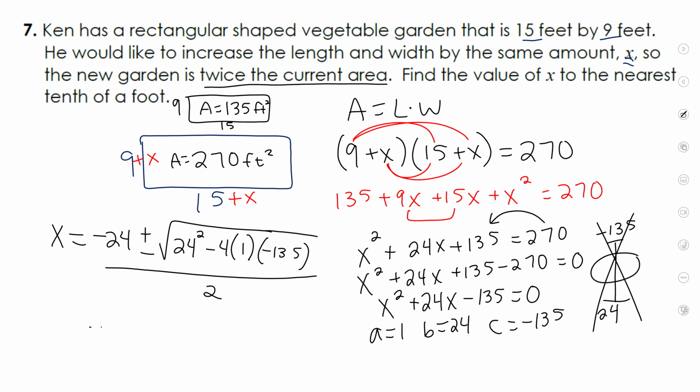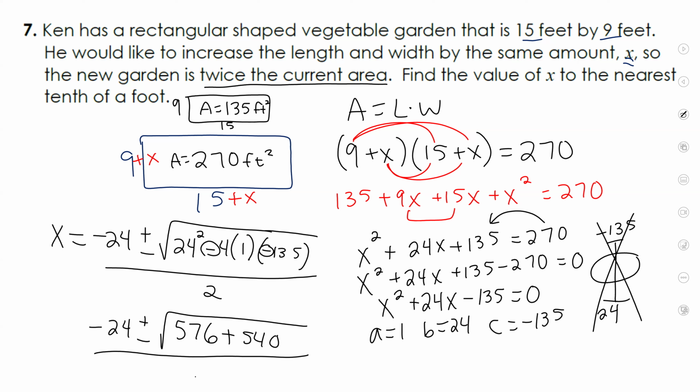Okay. 24 times 24. Minus, this will become a plus because I have two minus signs. What's 4 times 135? I shouldn't get any decimals. 540, perfect. Divided by 2. Let's continue simplifying.